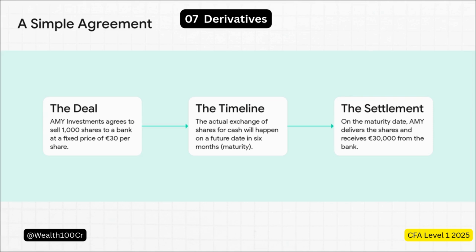So, let's find our ingredients. What is the underlying here? What is the thing the contract is about? Yes, the shares. And who are the counterparties? The two sides of the deal? Correct. The company, AMY, and the bank. And finally, what is the maturity? The final date, 6 months from now. See, you've got it. It's the same simple logic.